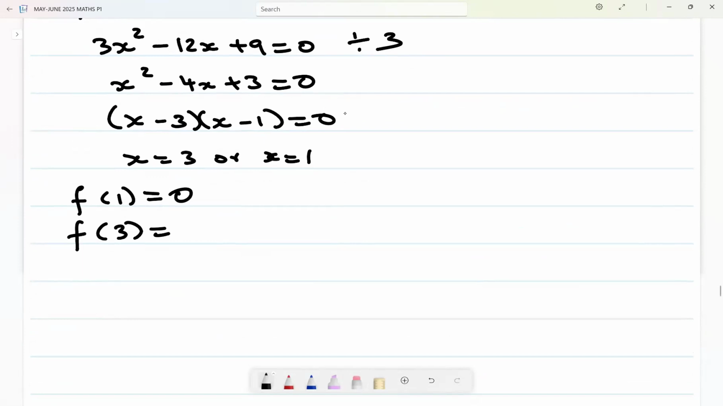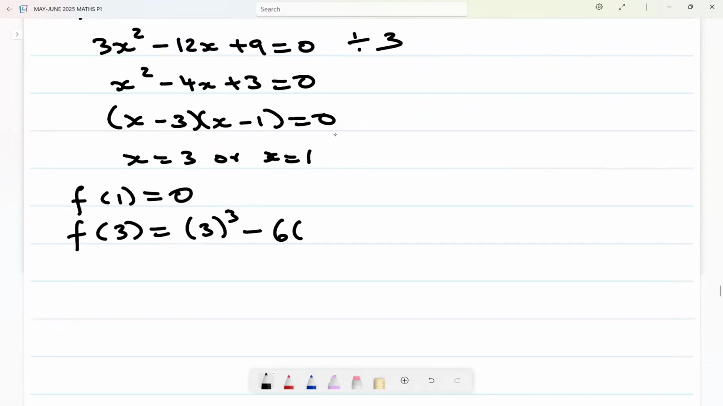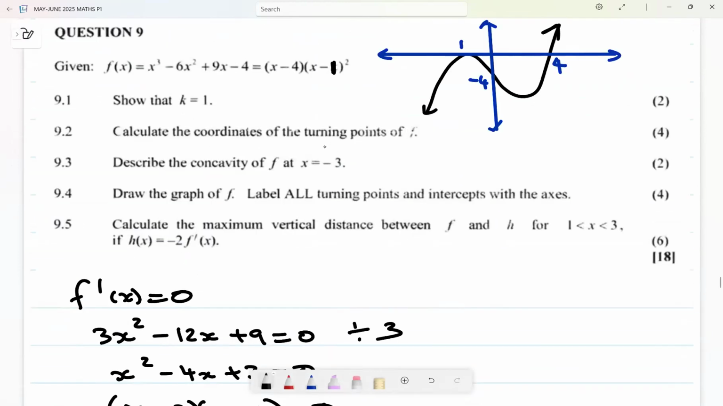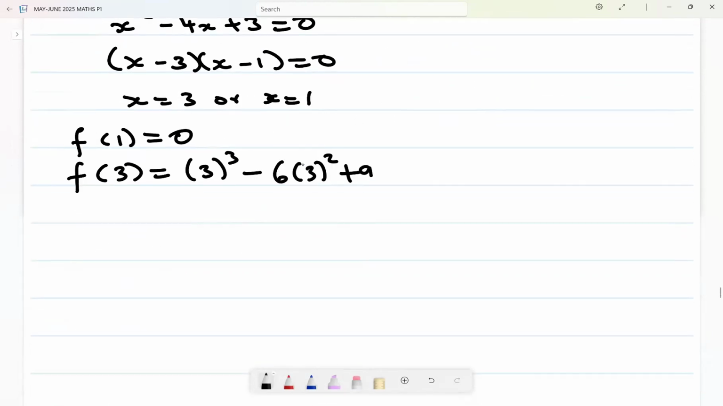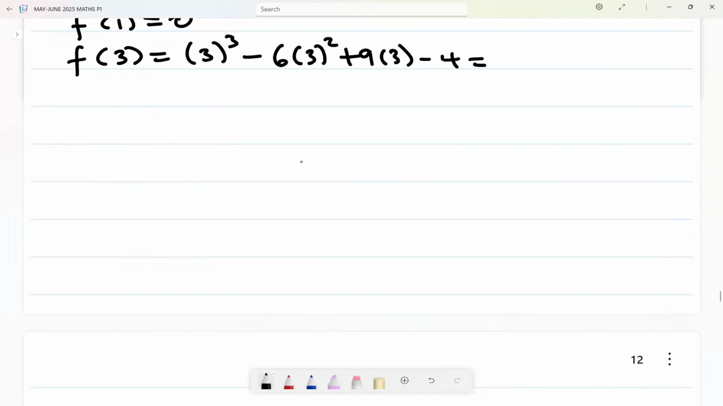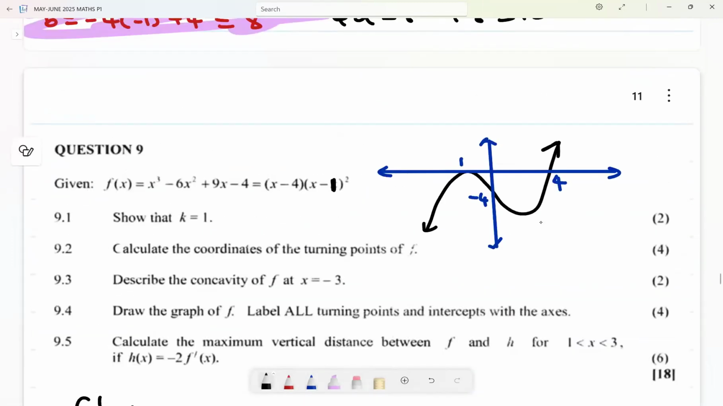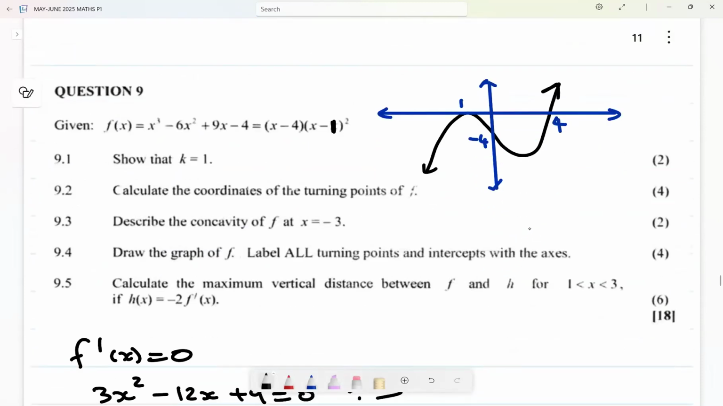f of 3, I'll just substitute there, is going to be 3 cubed minus 6 into 3 squared plus 9 into 3 minus 4. Let's see how much I get. And my answer should make sense to the sketch that I thought of, so it will be more negative. Let's see if that's true. That's true. If x is 3 here, it makes sense, okay?